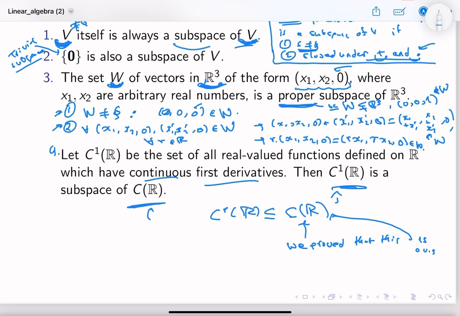So to check that this is a subspace, well, it's not empty. Why is it not empty? Well, because of course there is a differentiable function. Of course you can name a differentiable function, right? So C1 of R, let's do this. I wasn't planning to do this, but maybe it's an easy thing to do, so let's do it real quick. So C1 of R is not empty.